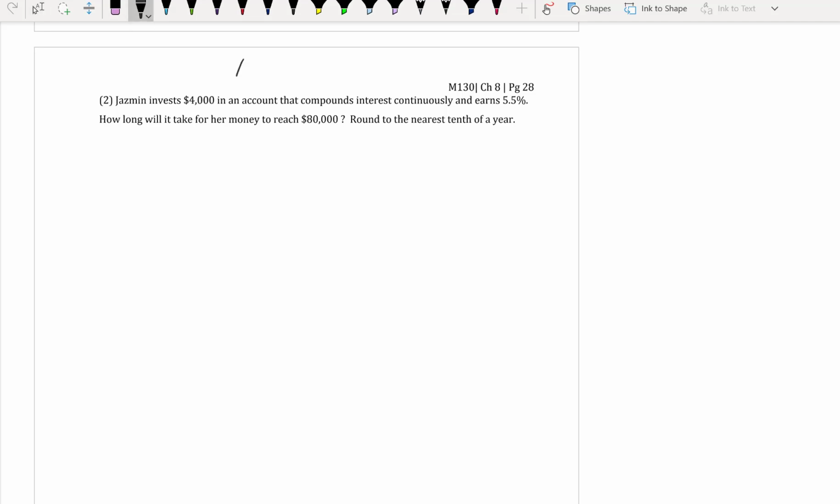So again, I have my A is equal to my principal times e^(rt). Your principal, your investment amount, is listed here. So I'm going to have my principal amount as $4,000. And it already gave me my rate. My rate is 5.5%, which translates into 0.055.